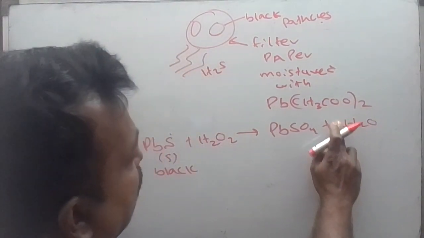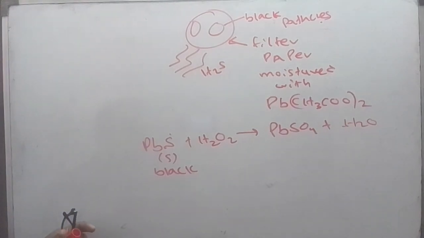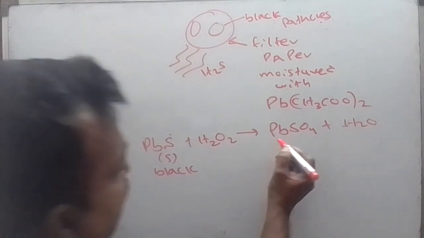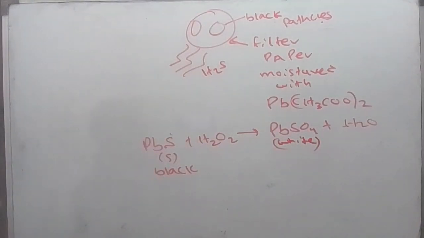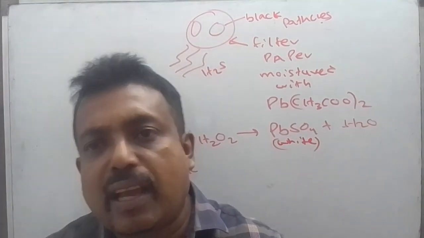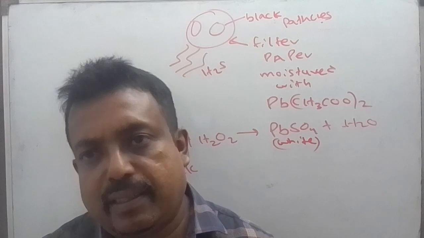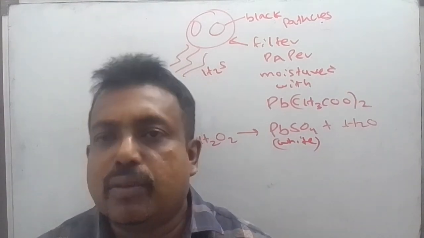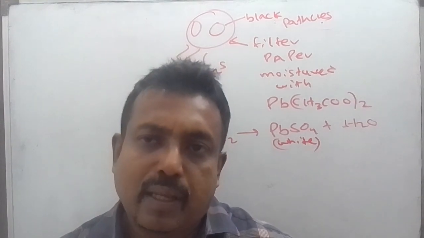So this is a very important reaction. I didn't balance this. Lead sulfate is a white precipitate. You know that? There are always two white precipitates, barium sulfate and lead sulfate. Right? Okay. So this is the test you need to write. So how to identify H2S?